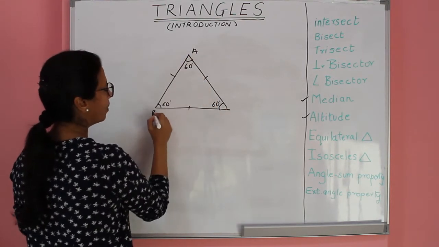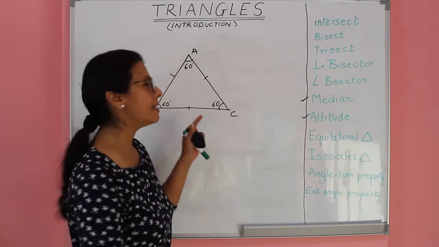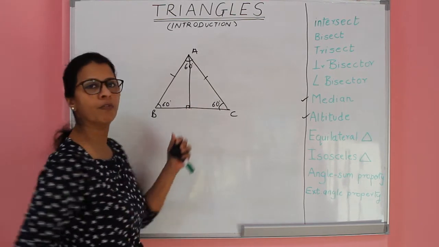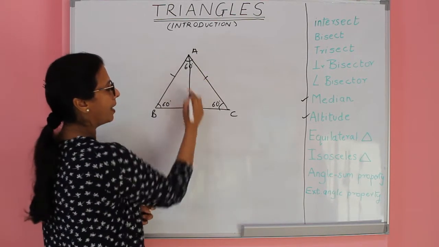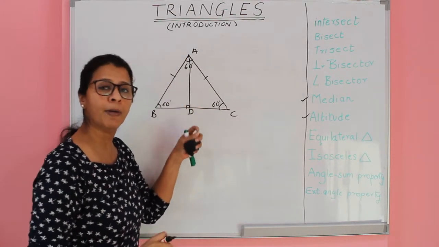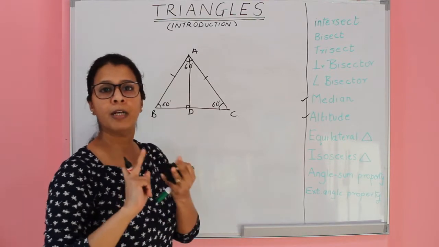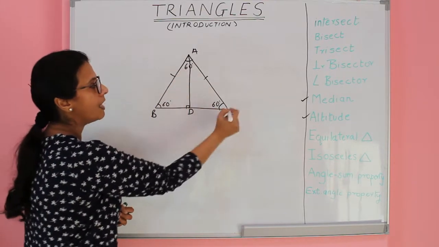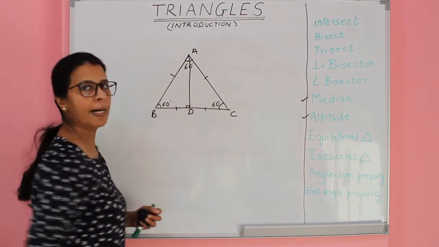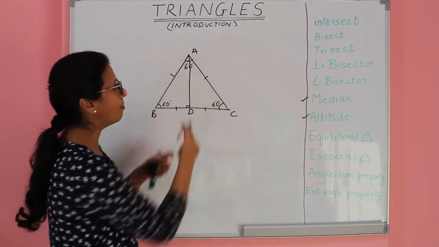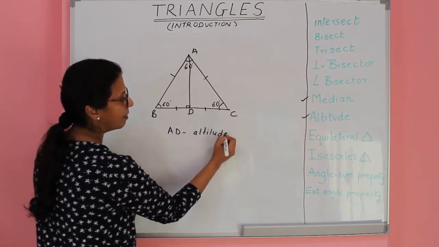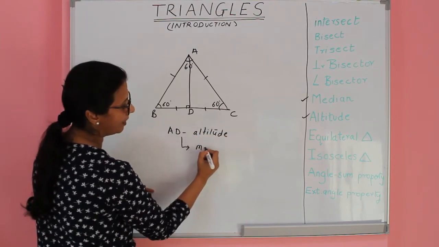Apart from this, there is one more fact about the equilateral triangle: if you are drawing an altitude of an equilateral triangle, or if I say I am drawing a perpendicular from A to D, this perpendicular is also going to be a perpendicular bisector. It is going to be a median also. So for an equilateral triangle, my AD is going to be a perpendicular bisector also. It's a perpendicular, which means AD is my altitude. AD is also my median.